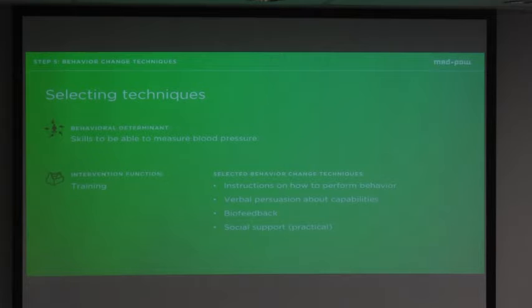Same for the skills to be able to measure blood pressure. Skills was under the capabilities. So if we're thinking about the function, what are we trying to achieve with our intervention that is aiming to change skills? We're trying to train a person. And we would be able to do it with these behavior change techniques that you can see here, which are provide instructions on how to perform a behavior, apply verbal persuasion about capabilities, provide the biofeedback, and provide social support, which is practical in this case, clinician or registered nurse.